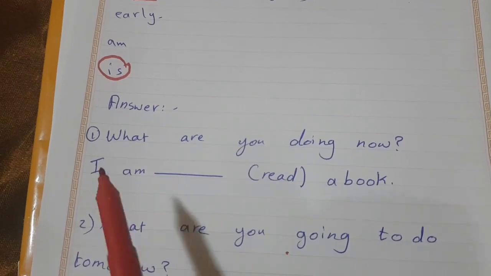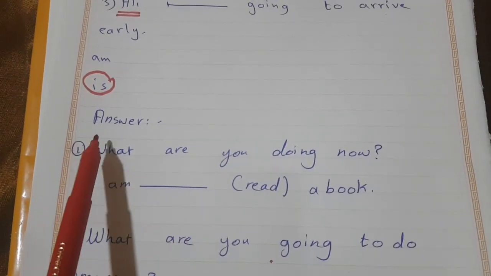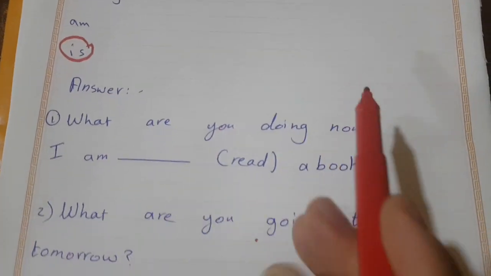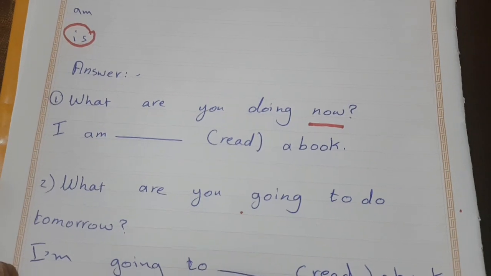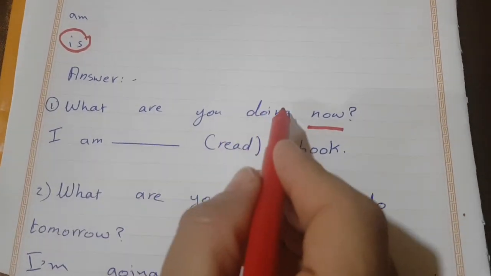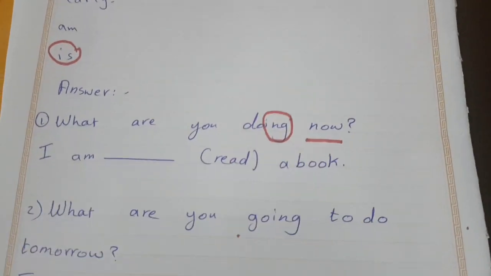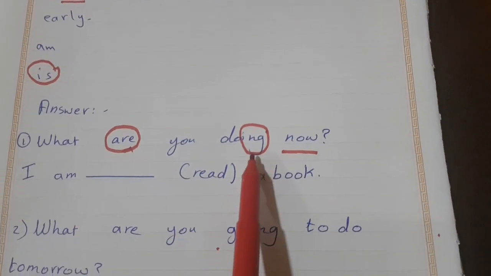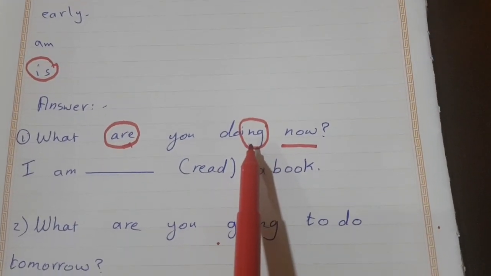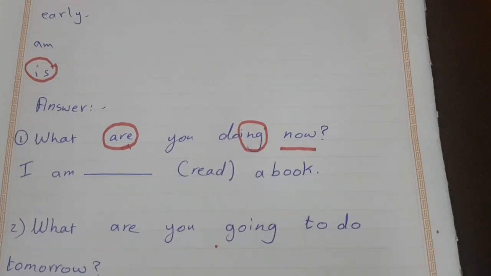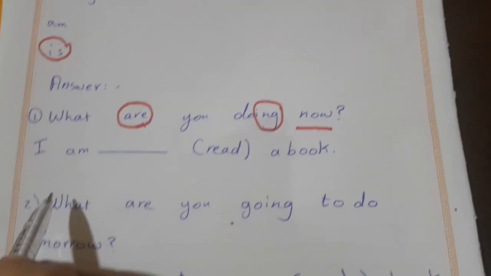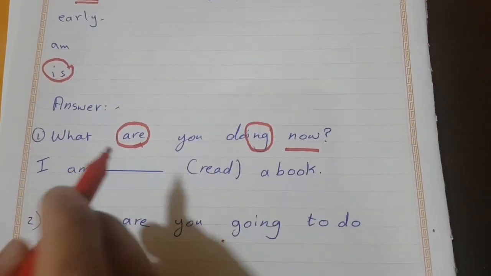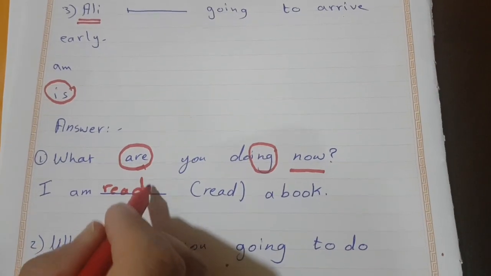I have two questions and I want you to answer them. What are you doing now? First of all, underline now. It means present. And circle ing in doing. And circle are. In the question, we have ing, so in the answer, we must put what? Ing. So what is the correct answer? I am read a book. Here we have reading because we have here ing. So the correct answer is reading.